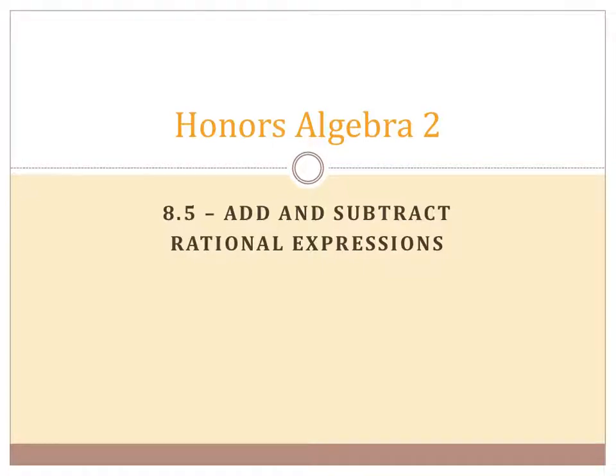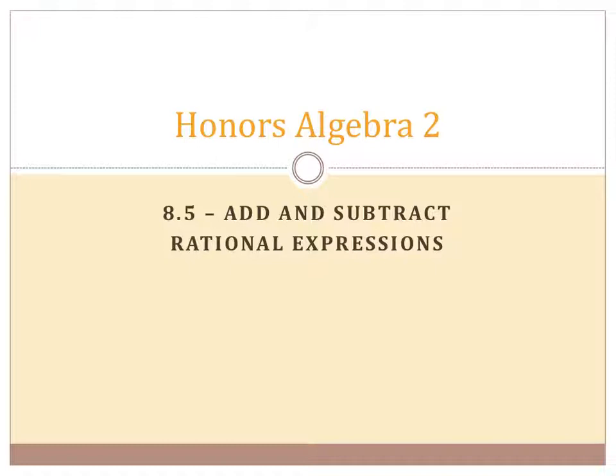Okay, we are going to be adding and subtracting rational expressions, and just like adding and subtracting fractions, you still have to find a common denominator. So unlike multiplying and dividing, which we just did, where there's no need for a common denominator, you multiply straight across.